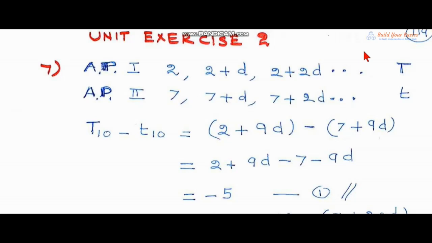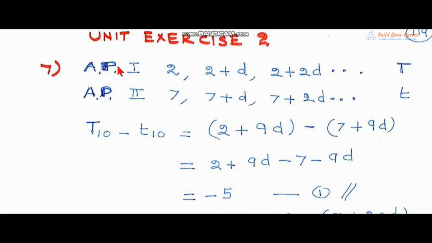The common difference is the same for both the APs. Show that the difference between the 10th terms is the same as the difference between the 21st terms, which is the same as the difference between any two corresponding terms. Now, one AP: 2, 2 plus D, 2 plus 2D, and so on. Another AP: 7, 7 plus D, 7 plus 2D, and so on.